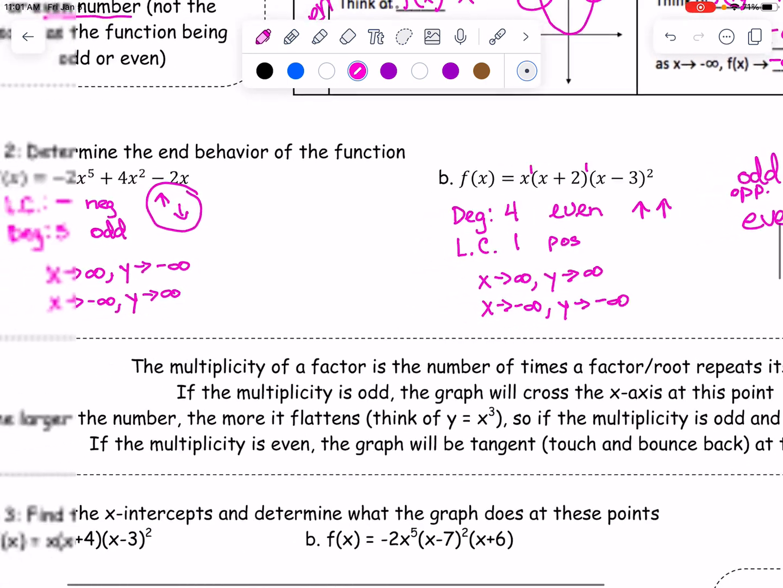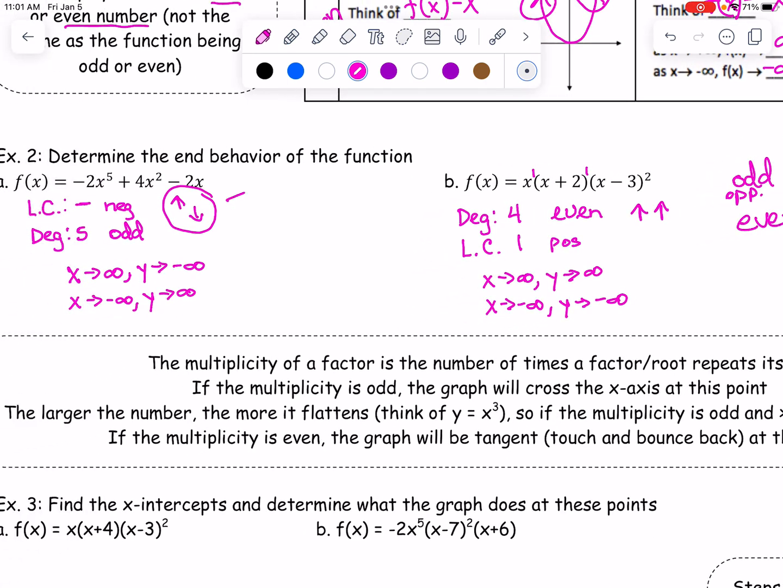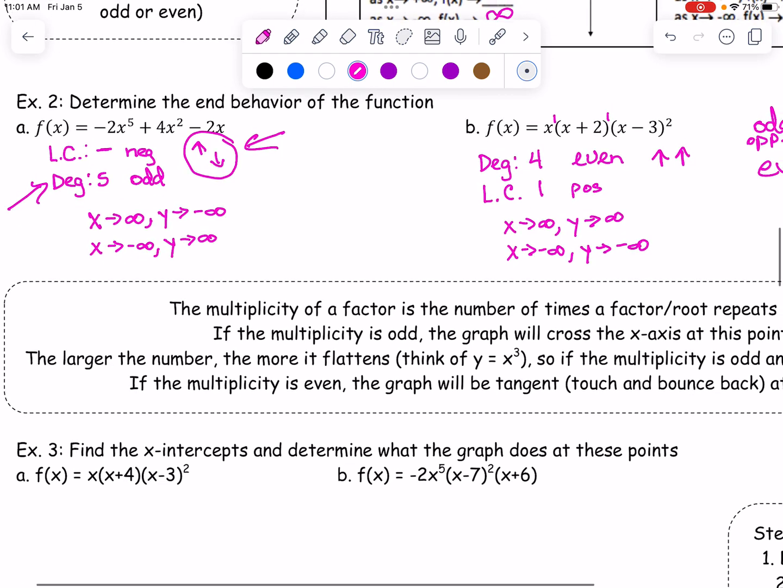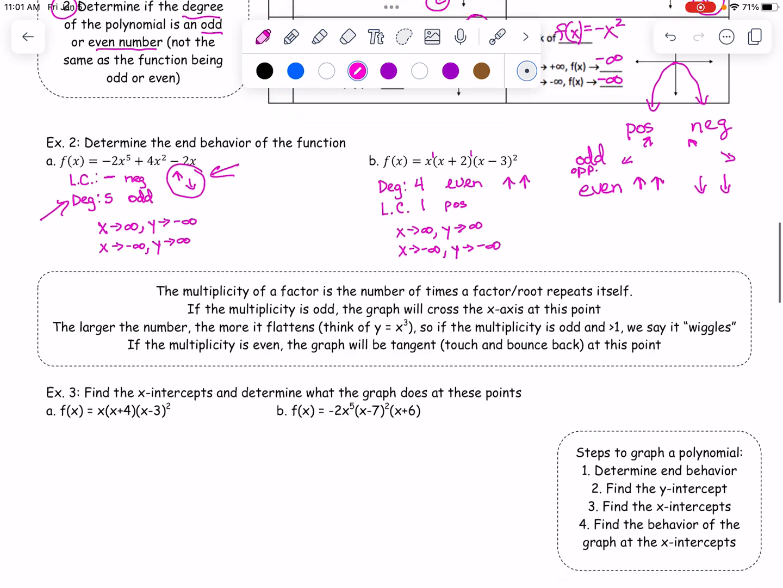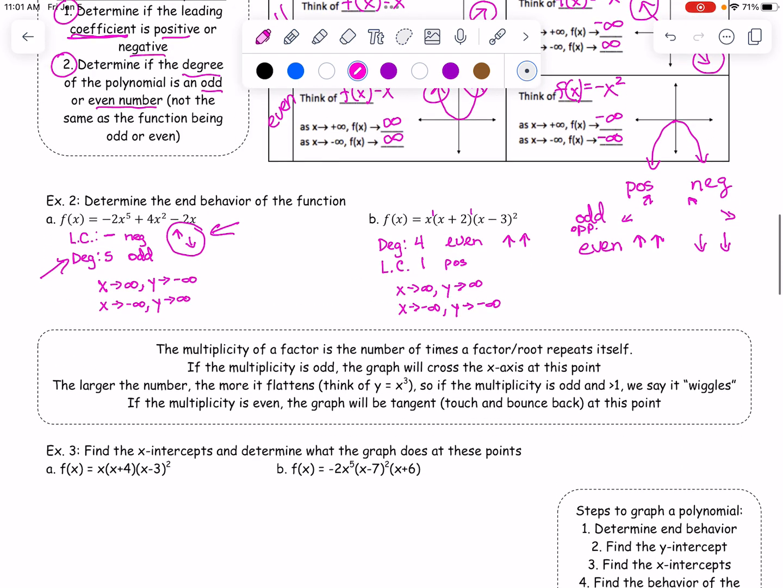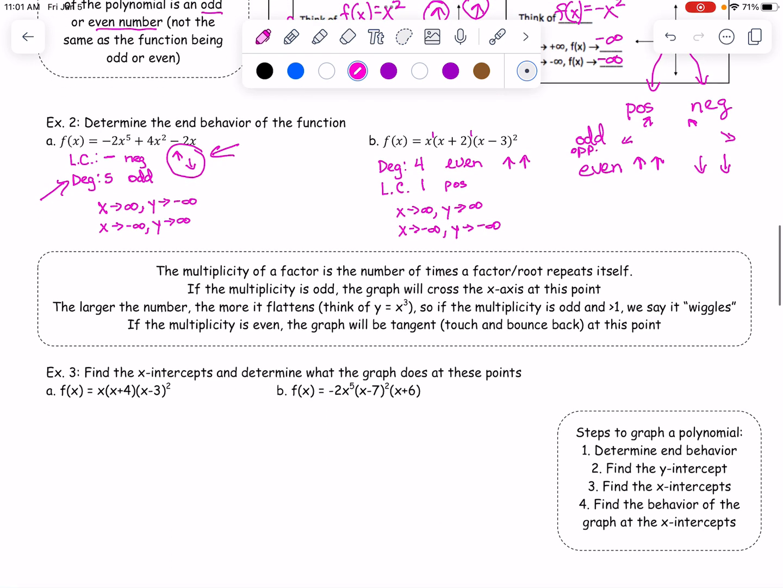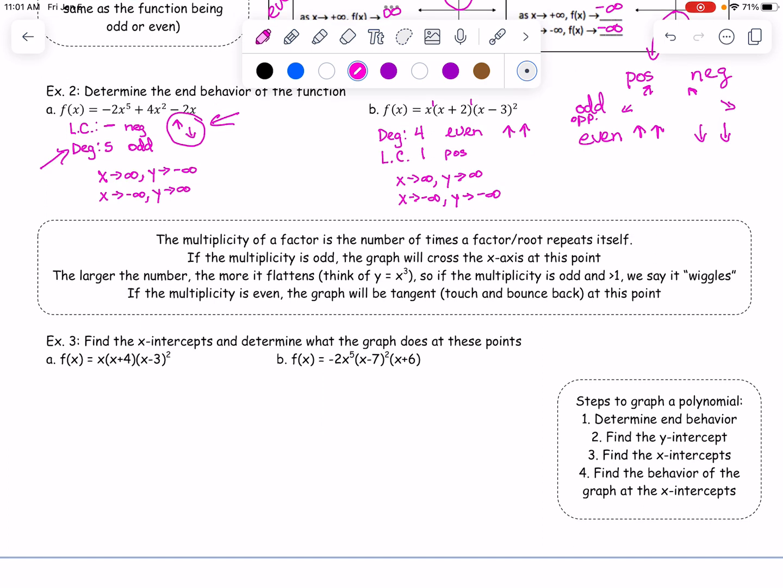So I think it's helpful to put this. I also think it's helpful to write out what your leading coefficient and your degree are. So remember that we are determining some of this information without graphing. We're looking at only the equation.